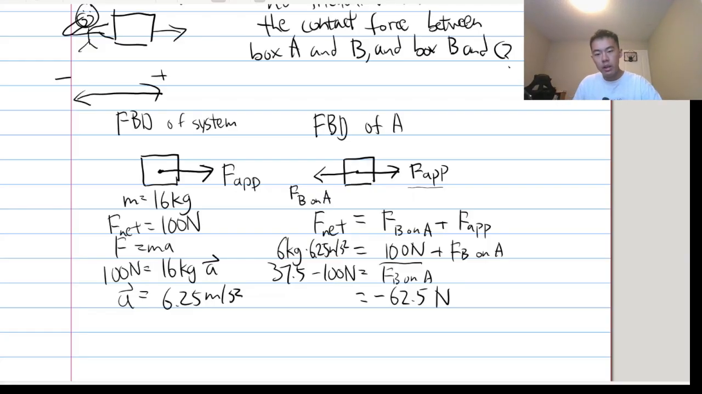Now, most of these questions will be asking you for the magnitude of the contact force because it goes both ways, right? F B on A is equal to negative 62.5, but Newton's third law says that F A on B would be 62.5, right? Equal in magnitude, but opposite in direction. So this is our first contact force, which is 62.5 newtons.